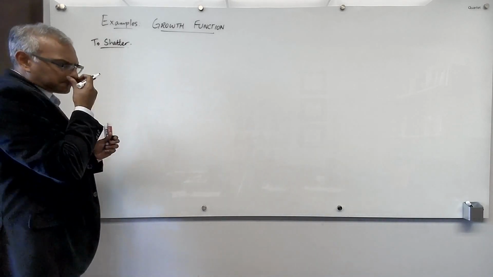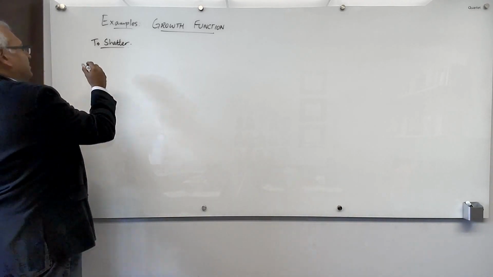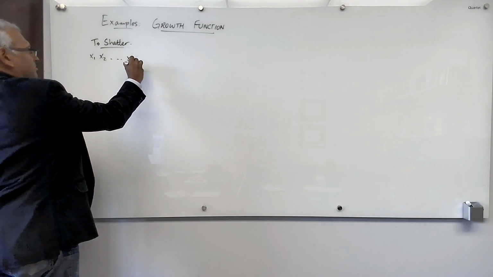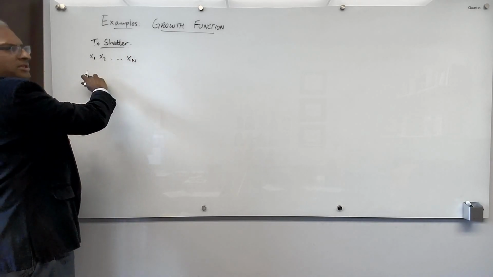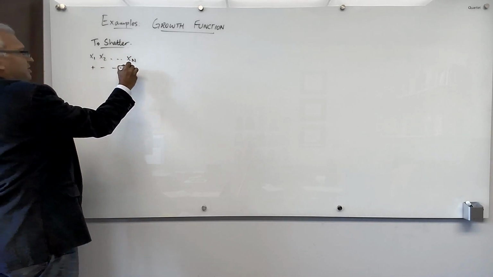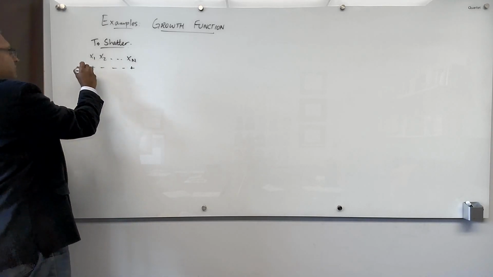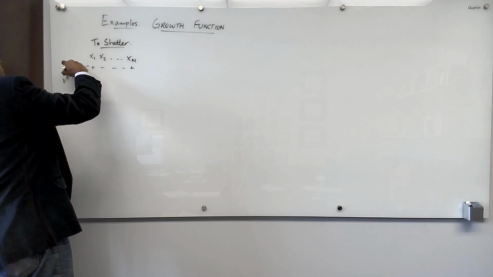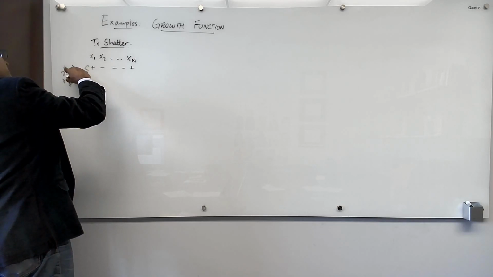Okay, so remember that if you have data points x1, x2, up to xn, a dichotomy assigns plus or minus to each point. So there's plus, minus, let's say here's an example dichotomy, and we know that there are 2 to the n different dichotomies.